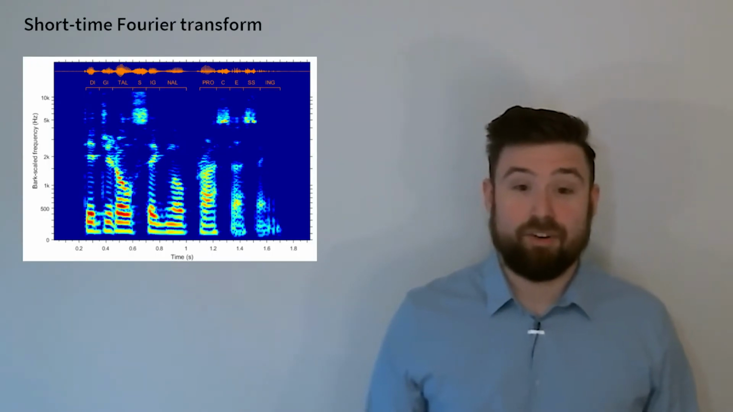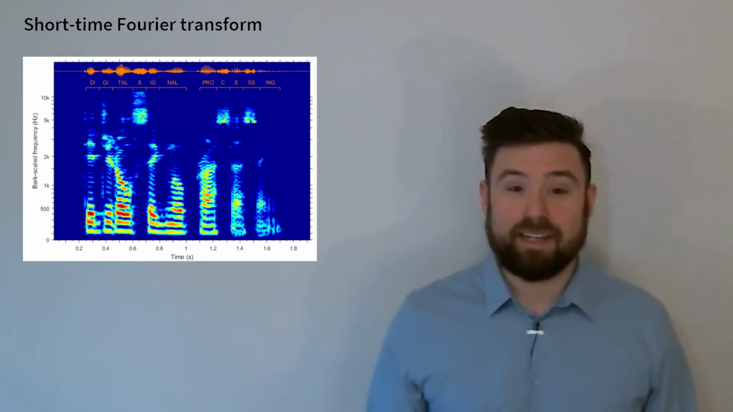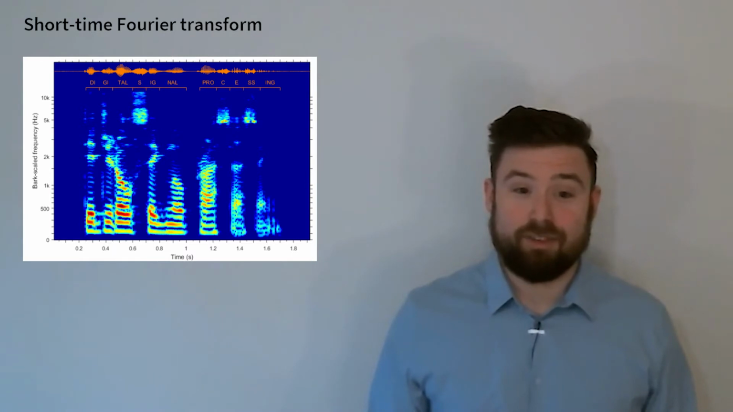Both model-based and spatial methods rely on properties of the short-time Fourier transform, or STFT. To take the STFT of a signal, we split it up into short, overlapping frames, then take the Fourier transform of each frame. That gives us a time-frequency representation of the signal. The STFT has two important properties that help with model-based and spatial speech enhancement.